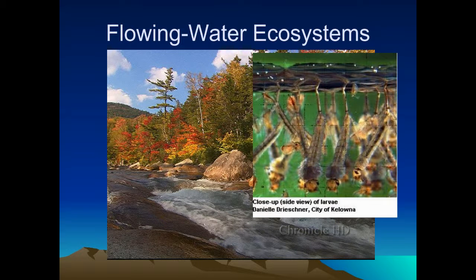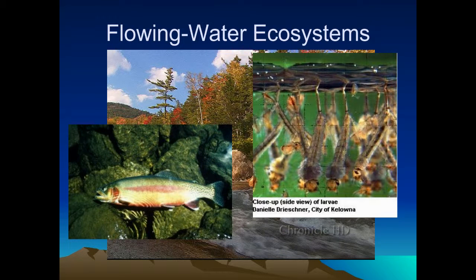Now, the reason why I'm showing it is because the organisms living in flowing water ecosystems are well adapted for the environment. These are the larvae of mosquitoes. Hopefully they don't carry Zika virus. They might these days, right? But anyways, you can see how these larvae are grabbing onto a blade of grass. That's a blade of grass right there. And they have these little hooks, so they don't go flowing down the river, so they can withstand the current. So they are adapted to the environment.